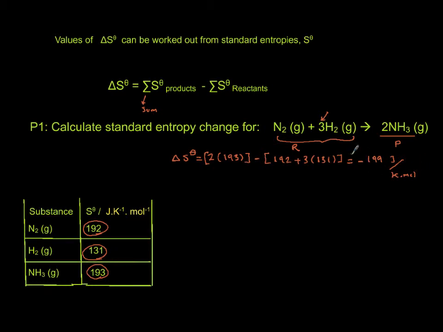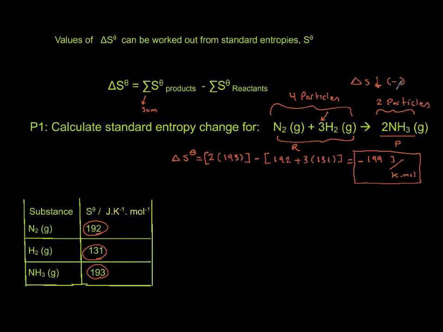You can also check to see if the minus is meaningful or not. Let's just go back to the equation. You see on the reactant side you have 4 particles of gases versus on the product side you only have 2 particles or 2 moles of that. Therefore delta S should go down and it should be negative, and we just calculated that and it's negative. So you can also double check your understanding with calculations.